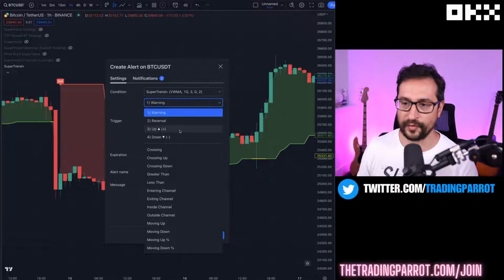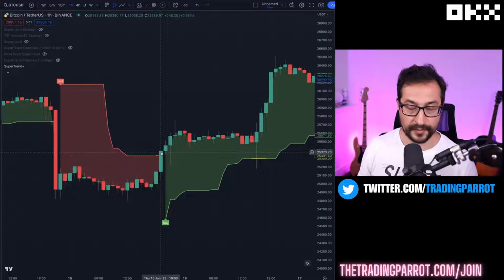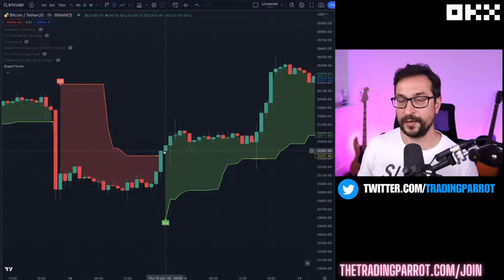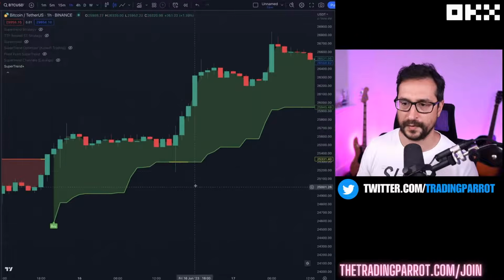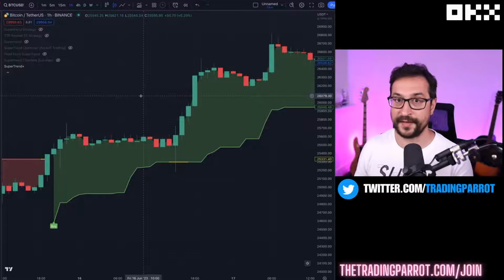Supertrend Plus also offers lots of extra different signals. It offers a warning, a reversal, and the standard up and down flip. I think the warning is triggered when the candle is closing above in the yellow zone, but it still hasn't flipped because you are using the confirmation. So for example here, you will get a warning, but not an actual trend change.